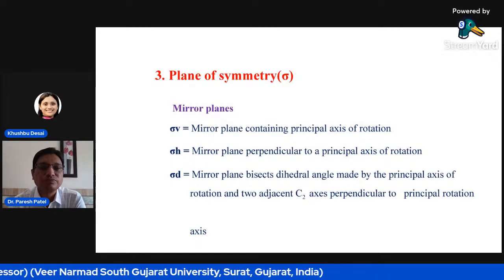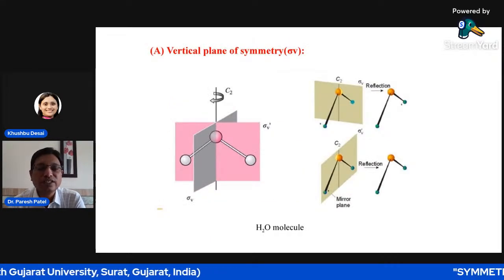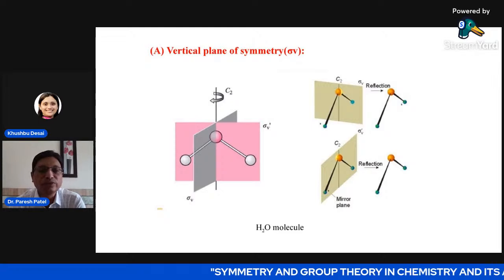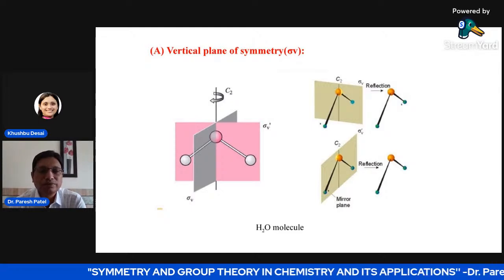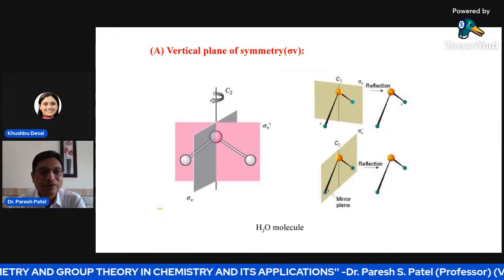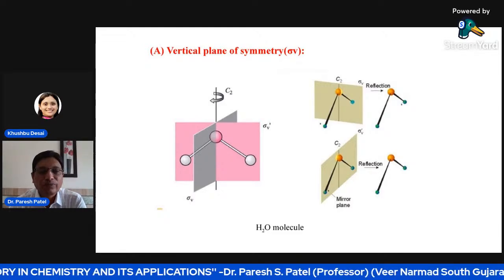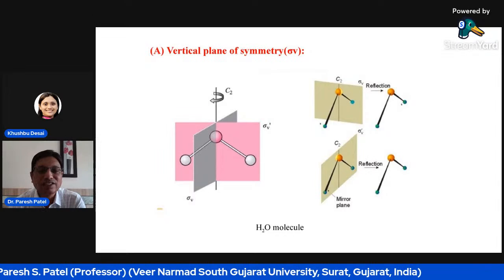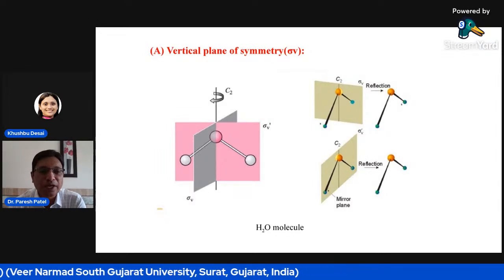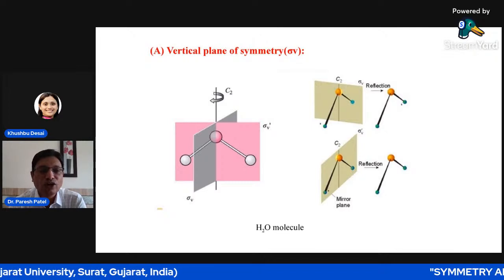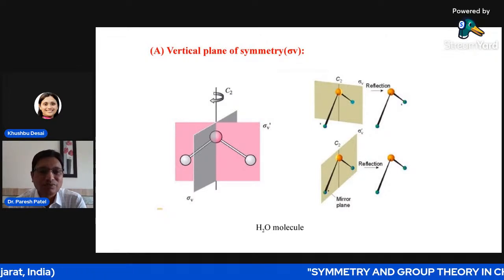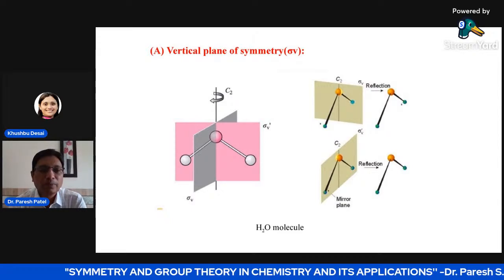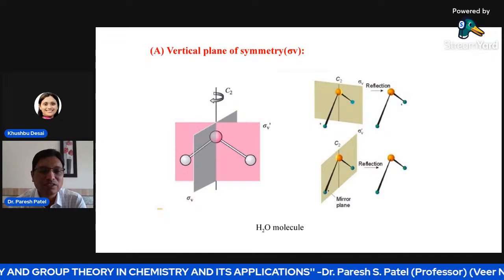Next one, please. First one is the vertical plane of symmetry. Now, in case of the water molecule, C2 is the imaginary axis. In case of the water molecule, two planes are present and both these planes are parallel to the main principal axis. So the water molecule consists of two vertical planes. Two planes are parallel to the main principal axis.